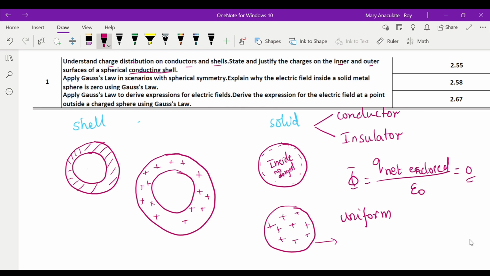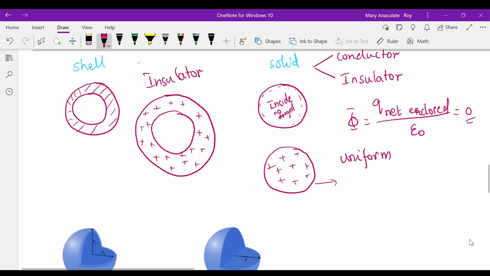So you don't have to worry, if you have the surface charge or the volume charge density, you can find the total charge enclosed and so on. But this is for an insulator. Your objective says for a conducting shell, how are the charges arranged? So we'll see that.